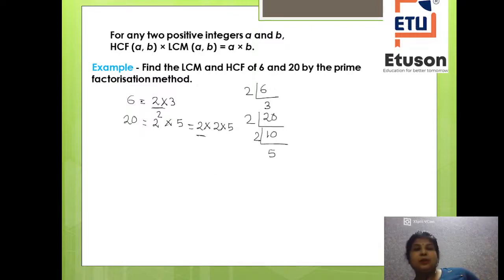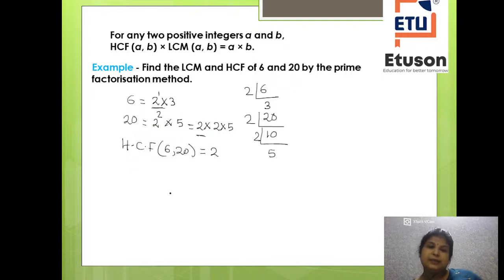So here which is the common factor? 2. So 2 has power 2 in 20 and 2 has power 1 in 6. So while finding out the HCF, it is the lowest power which will give you the HCF. So here the lowest power is 1 for the 2. So here HCF of your numbers 6 and 20 is equal to 2. Hope it is clear for you.